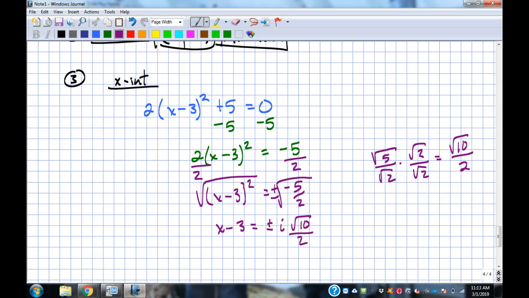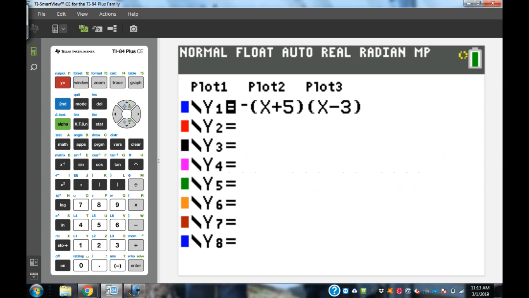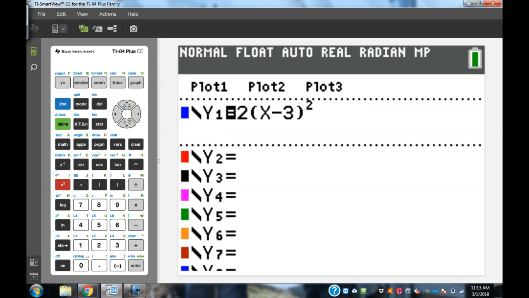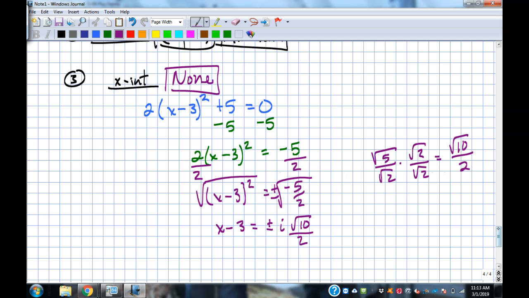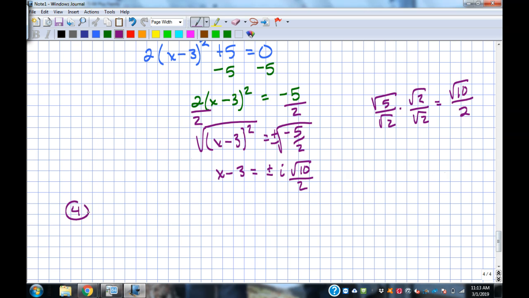So x-intercepts, are there any? No, there are none. Okay, so if I go to y equals and type in that equation, 2 times (x minus 3) squared and then plus 5, and graph that, we see that parabola up here. It's not crossing the x-axis. There are no x-intercepts. Okay, that doesn't mean there won't be a y-intercept. We're going to try to find one. There is one to this, by the way. So let's find that y-intercept. How do you find y-intercept? No matter what form you're in.